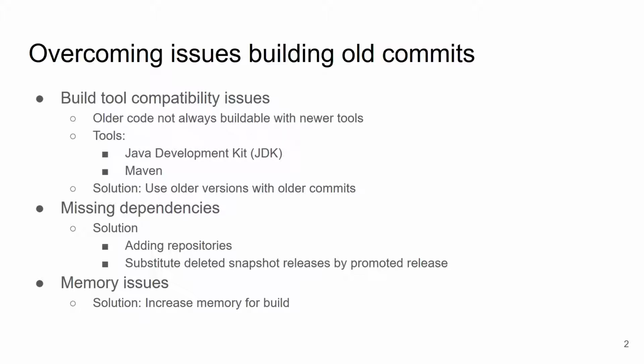The other type of issue we had was with missing dependencies. In some cases, it was just a question of adding additional repositories that had those missing dependencies. But in some cases, developers were using snapshot releases of libraries that had since been deleted. For those, we substituted the snapshot releases with the most appropriate promoted release of that library.